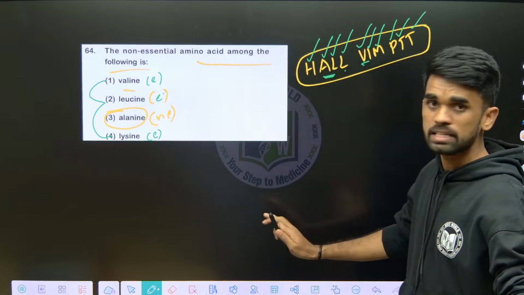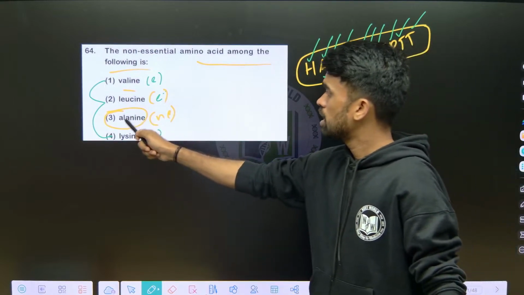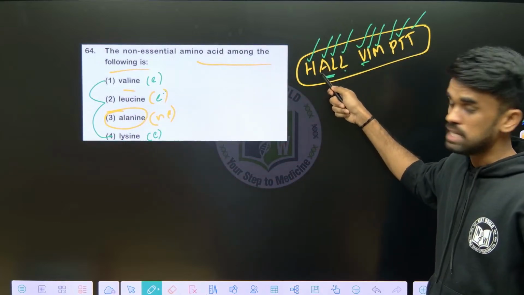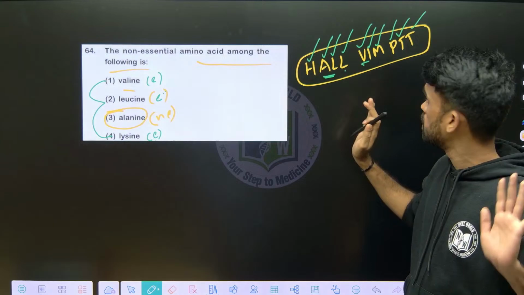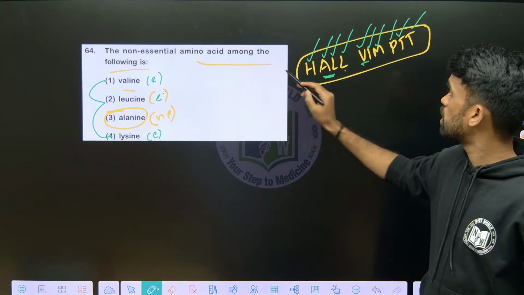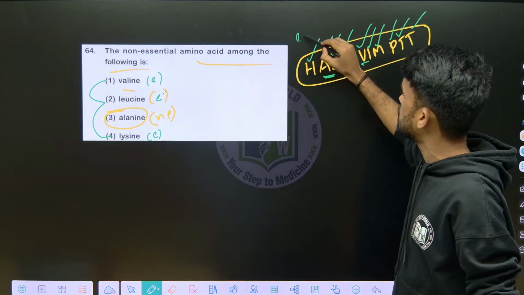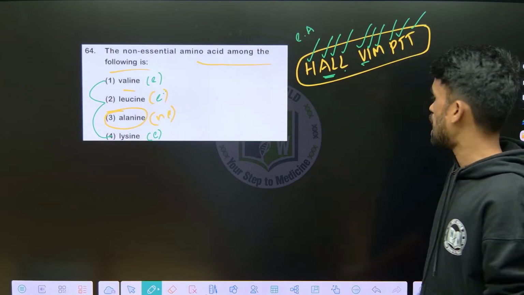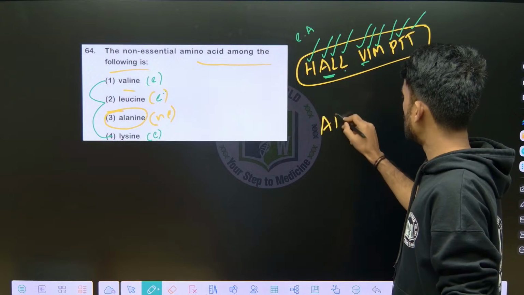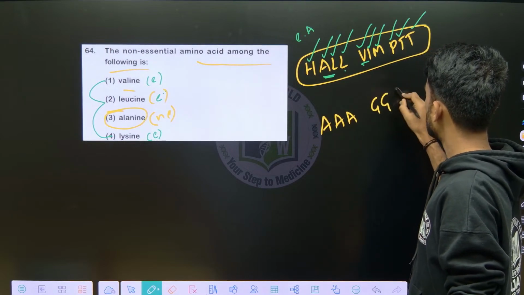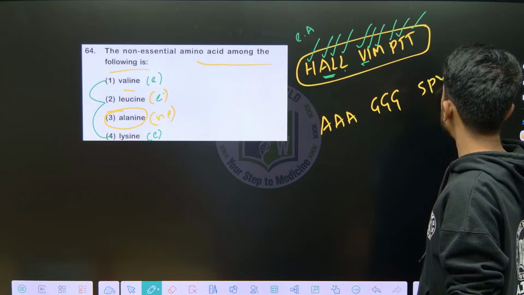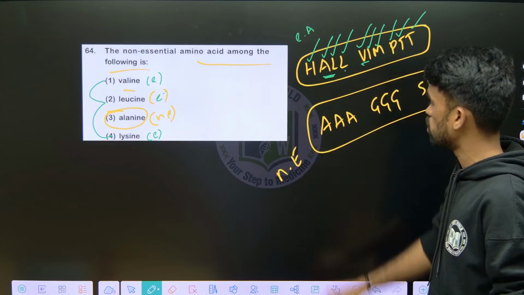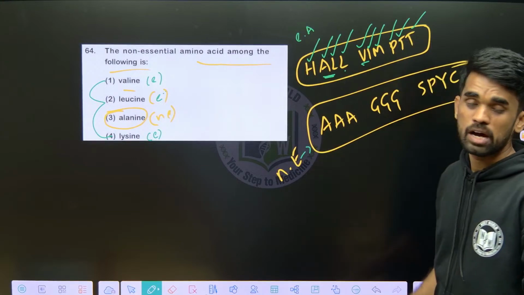I hope it is clear, there is no confusion. So you can say alanine is the non-essential amino acid, but arginine is an essential amino acid, you can remember. What is the code word I told you for essential amino acids? HAL VIM PTT. Okay. For non-essential amino acids, you can say AAA, triple G, SPYC. So I have made this trick for non-essential amino acids.